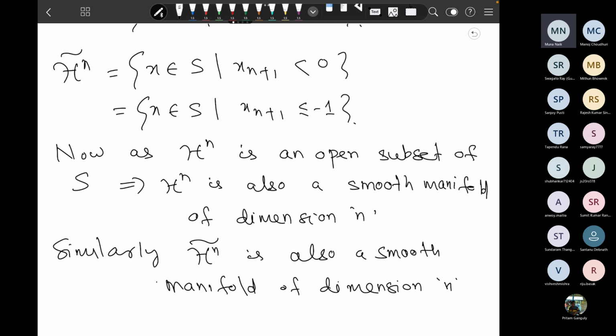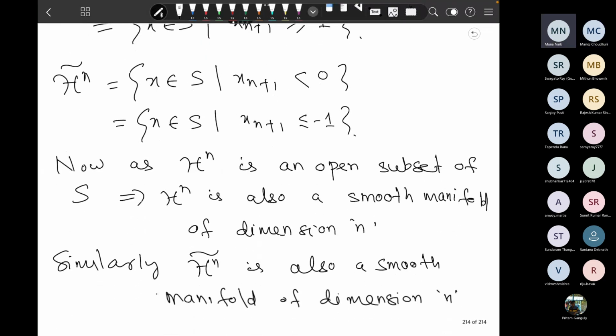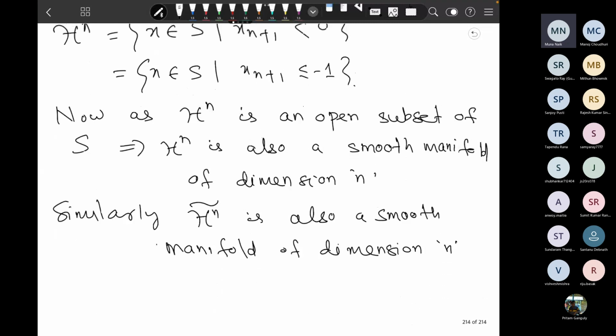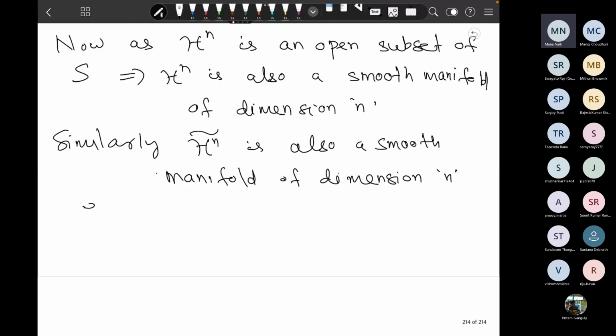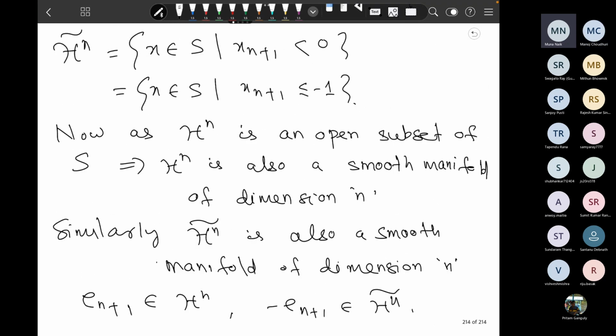Okay, so now the thing is, this e_{n+1} has last coordinate greater than or equal to 1. So e_{n+1} belongs to H^n, and this minus e_{n+1} belongs to H^n tilde. Okay, now we want to really draw the picture of this so-called S.